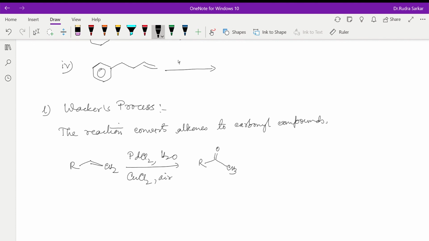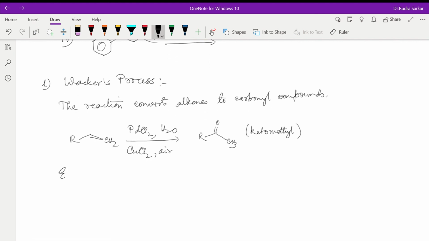These types of compounds where there is a carbonyl and at the end there is a methyl group are called ketomethyls. Why are these important? Because they undergo iodoform reactions. Okay, so questions in combination in the synthesis of this and in combination with iodoform reactions may be asked in IITs, okay, or other competitive exams.